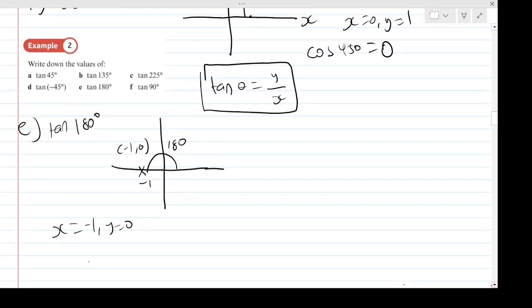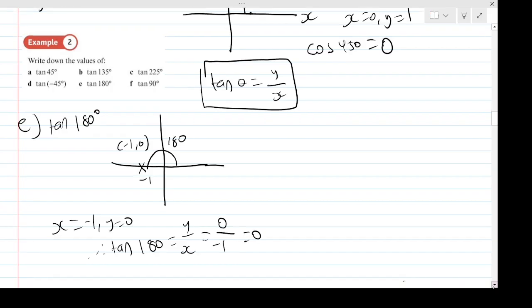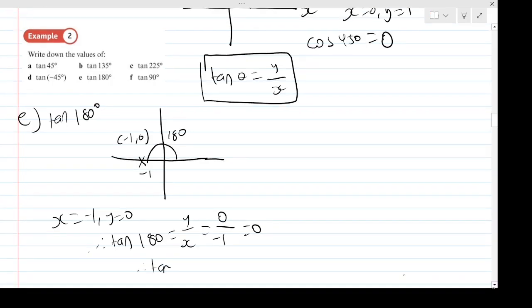So that means then that if tan of the angle's y over x, we can therefore say that tan of the angle 180 is y over x, so y is 0 over x, which is minus 1, and that just goes to 0. So therefore we can say that tan of 180 gets me 0.